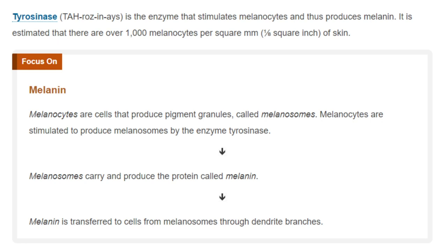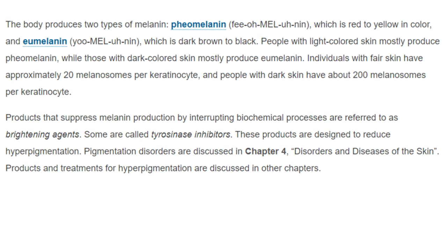Focus on melanin. Melanocytes are cells that produce pigment granules, called melanosomes. Melanocytes are stimulated to produce melanosomes by the enzyme tyrosinase. Melanosomes carry and produce the protein called melanin. Melanin is transferred to cells from melanosomes through dendrite branches. The body produces two types of melanin: pheomelanin, which is red to yellow in color, and eumelanin, which is dark brown to black. People with light-colored skin mostly produce pheomelanin, while those with dark-colored skin mostly produce eumelanin.